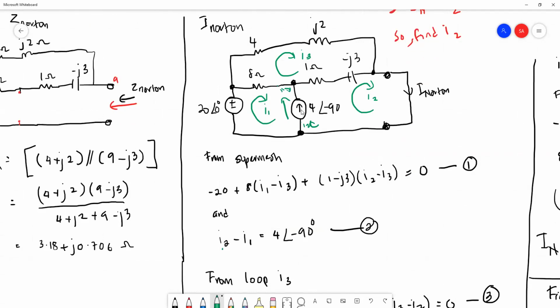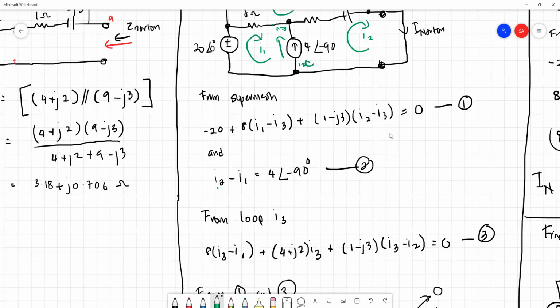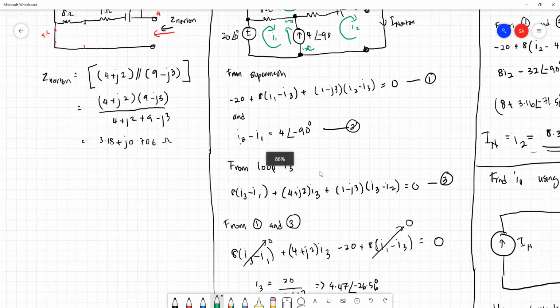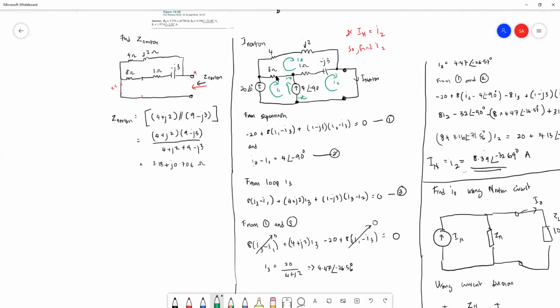So that's why we write down our equation like this: I2 minus I1 is equal to 4 angle negative 90 degrees. The third equation comes from the third loop here, I3. So this is the equation: 8 times I3 minus I1, plus the impedance 4 plus J2 multiplied with the current I3, plus the impedance 1 minus J3 multiplied with I3 minus I2. This is your third equation.